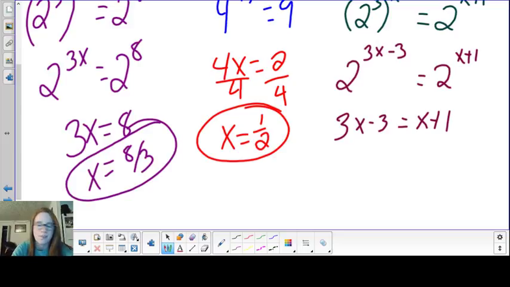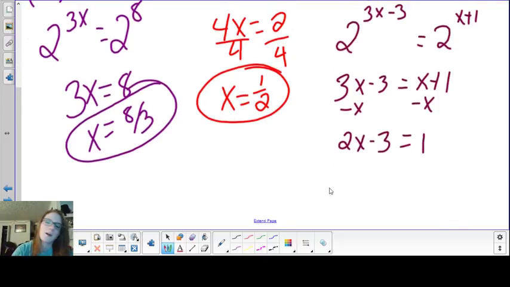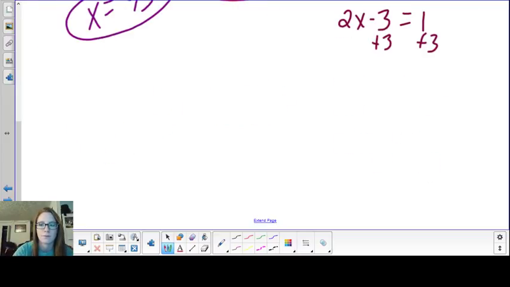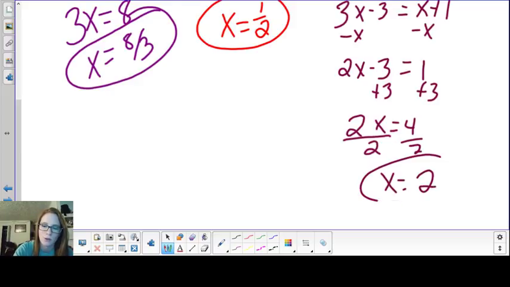Well, I have x's on different sides, I have numbers on different sides. There's 4 different ways to start this one. I like to deal with my x's first, so I'm going to go ahead and get them over there. So I have 2x minus 3 is equal to 1. I'm going to get rid of that negative 3 by adding it. So I have 2x is 4. Divide both sides by 2. And x is 2.